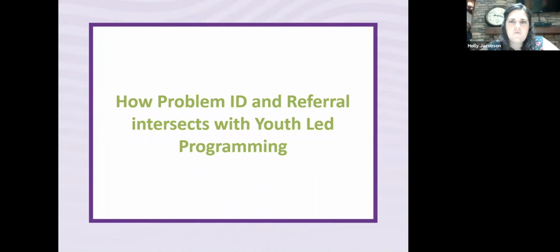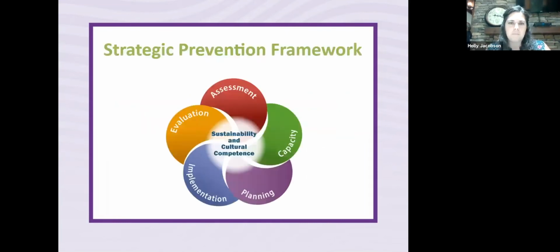So how does problem ID and referral intersect with youth-led programs? There are so many different ways in which these two can intersect. There are multiple ways in which the youth-led process encounters the need for understanding and how to use problem ID and referral. If we go back to the basics of youth-led prevention and how we truly empower our young people to create change, one of our main tools is the Strategic Prevention Framework. What we're going to talk about in the next several minutes is how problem ID and referral aligns with this.